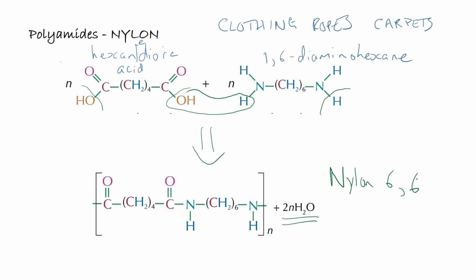However, if we have different length alkyl chains or carbon chains between the carbons and between the nitrogens, we can alter the name of the nylon, so we end up with things like nylon 4,6, nylon 6,4, nylon 1,6, and so on and so on. So the numbers here represent the number of carbons in the carbon chain between the nitrogens and the carbon chain essentially between the oxygens, the carbon double bond oxygens. Here though, we're making nylon.